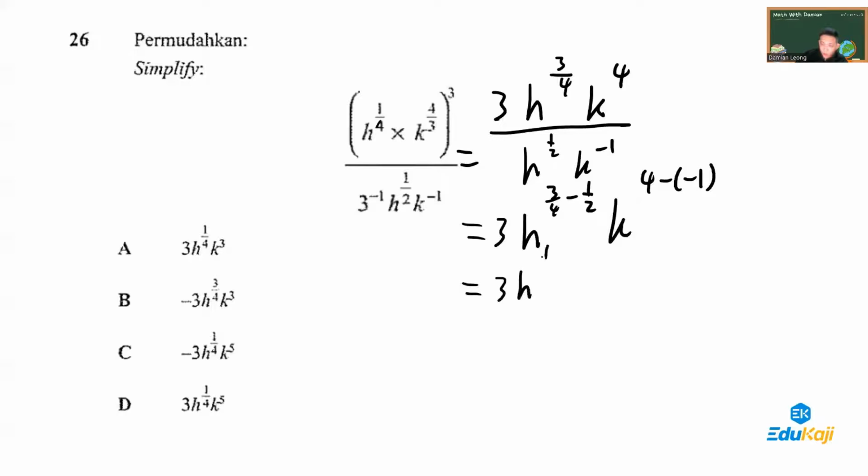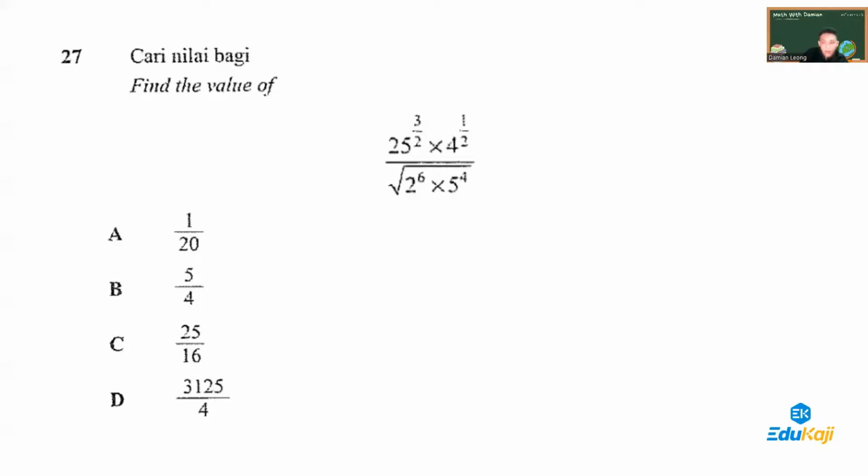So it's 3h to the power 1 over 4, k to the power 5. Answer D. Yeah, that's 26. Okay, divide power minus times power plus. Then find the value of this. Actually, if it's an objective question, you can straight away key in the whole thing in your calculator. Yeah, because we just need the final answer.